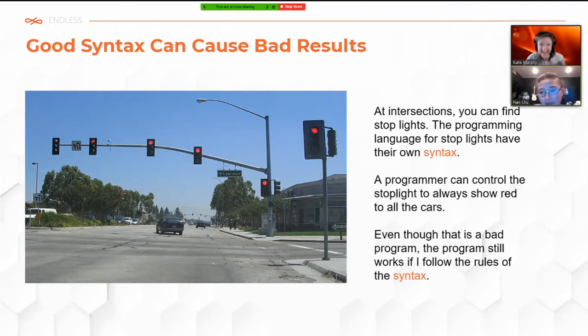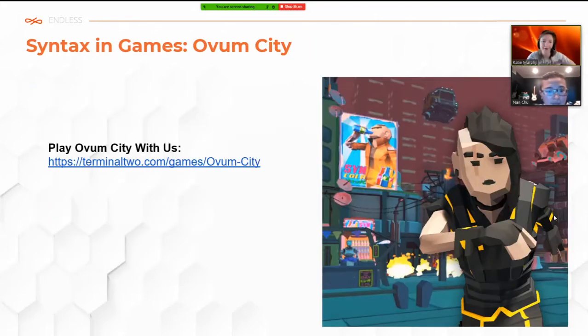Yes, exactly. So if you have a four-way stoplight and you program it to always show red in every direction, nobody gets to go. Technically, it's a valid result because the syntax is good, but it's not useful. All right, that makes a lot of sense. So you don't necessarily need just syntax. You have to also put in the correct logic, right, Nan?